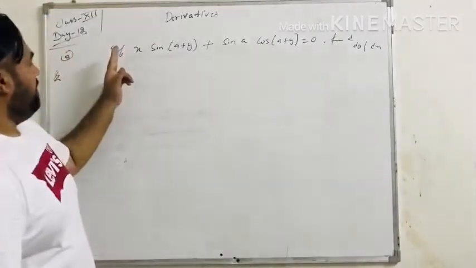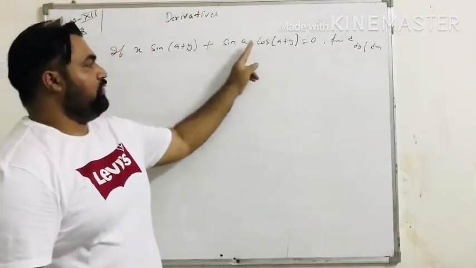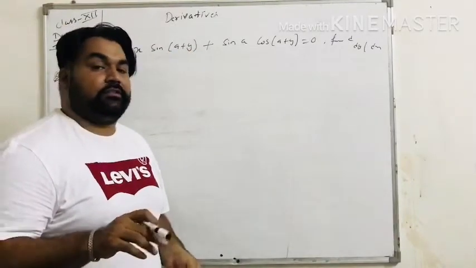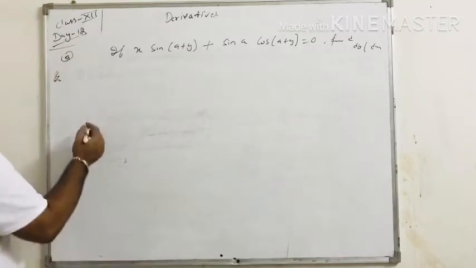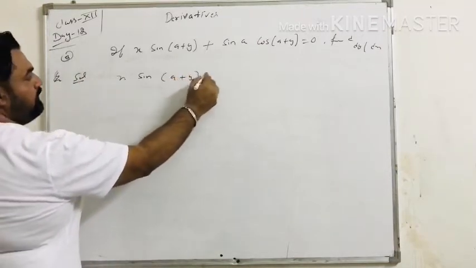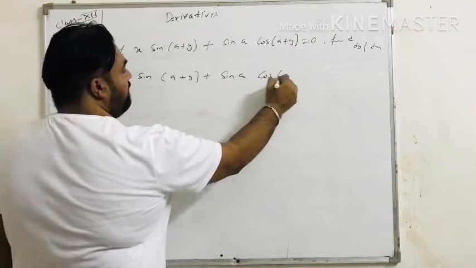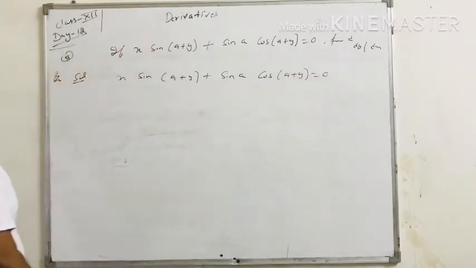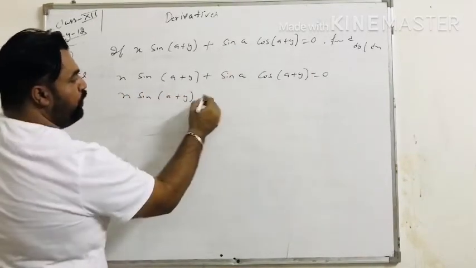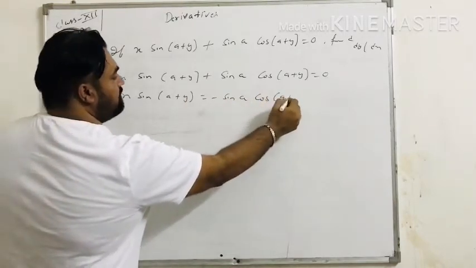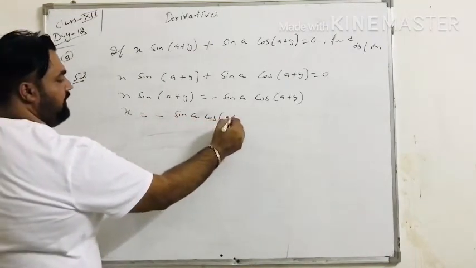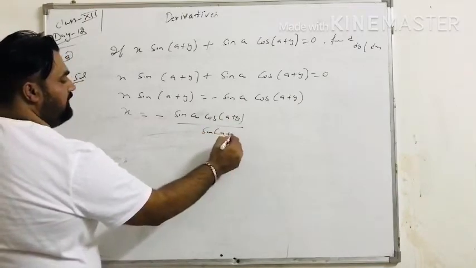the next question is if x sine a plus y plus sine a cos a plus y equals to 0. This is of the form a plus y. Remember, whenever the form is a plus y, firstly find the value of x. Now the question is sine a cos a plus y equals to 0. Firstly find the value of x. To find the value of x, we shift this to the other side, minus sine a cos a plus y. Now the value of x is minus sine a cos a plus y upon sine a plus y.